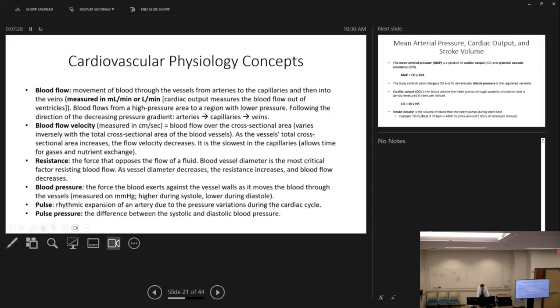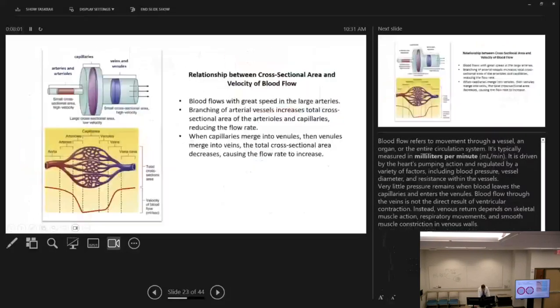We are going to try to understand the difference between diameter, radius, and cross-sectional area, for you to see how it influences the speed of the blood. We have to know that this is inversely proportional. When the vessel's total cross-sectional area increases, the flow velocity decreases. So the velocity is going to be the slowest in the capillaries, because we need time for gases and nutrient exchange. Now, let me show you the diagram.